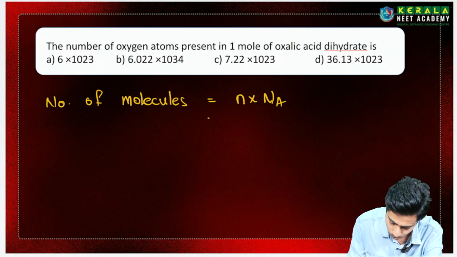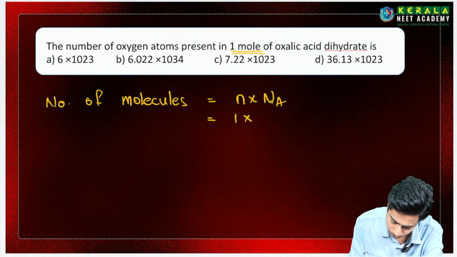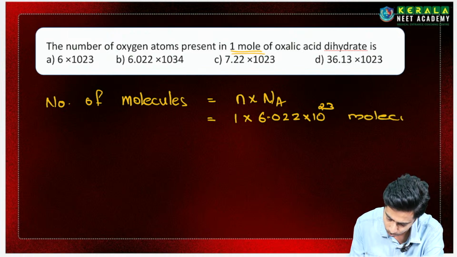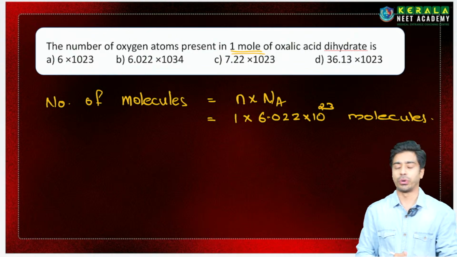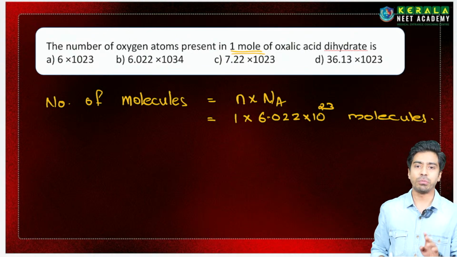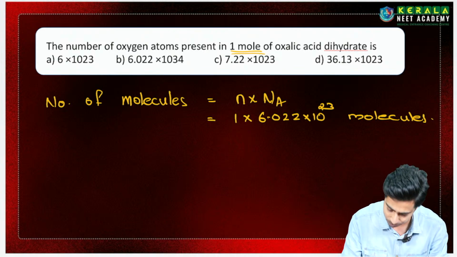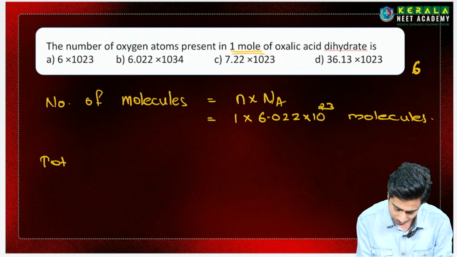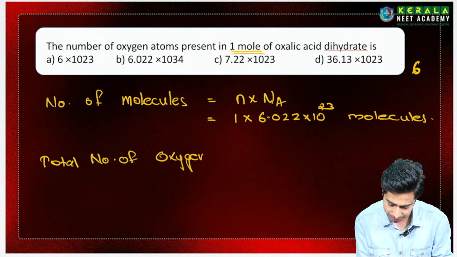Then this is equal to, so how many moles do we have? 1 mole. So 1 into 6.022 into 10 raised to 23. So that many molecules are there. And you know that each molecule will have 6 oxygen atoms. Each molecule will have 6 oxygen atoms. So what is the total number of oxygen atoms?